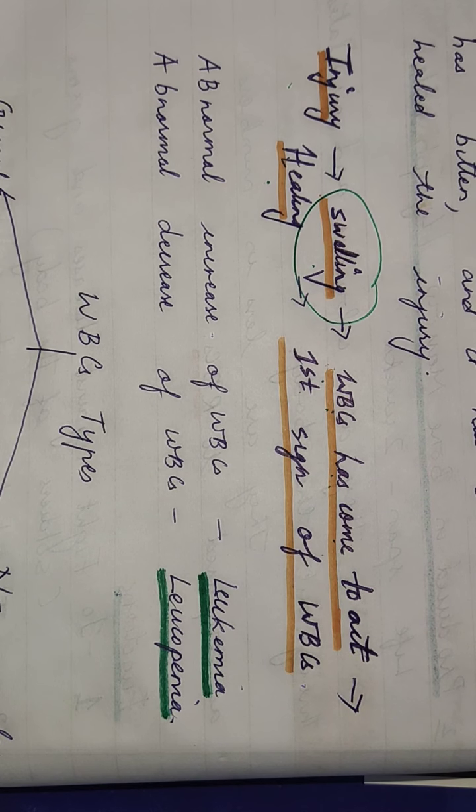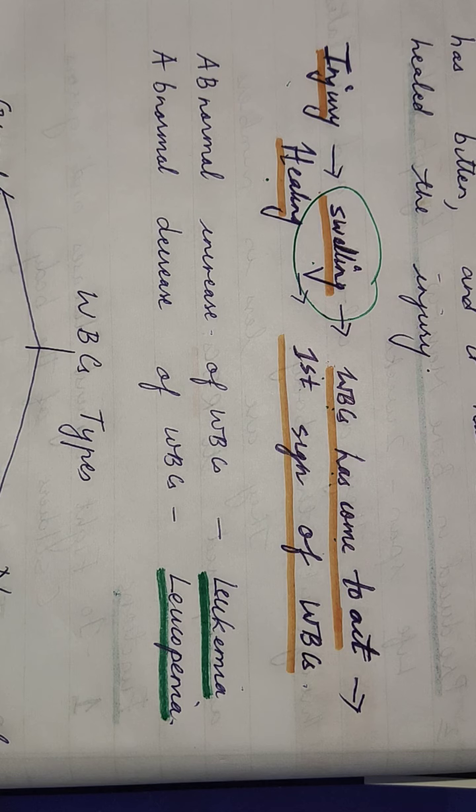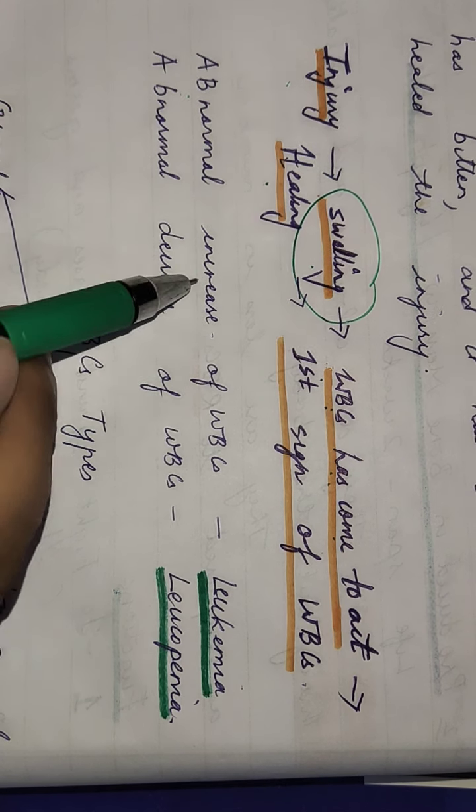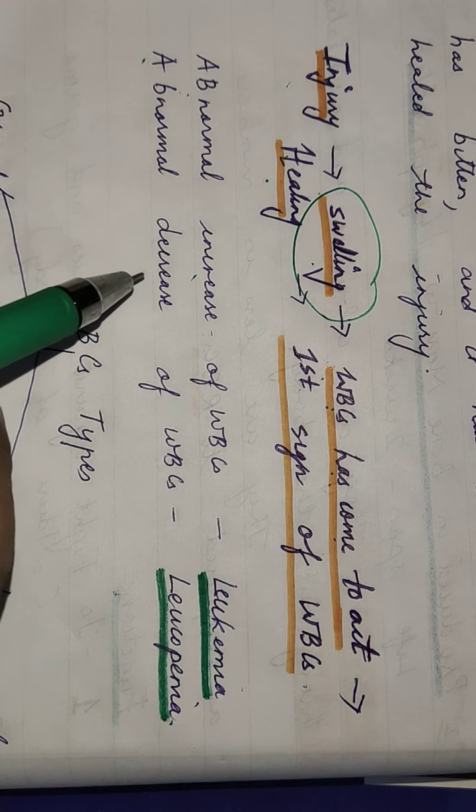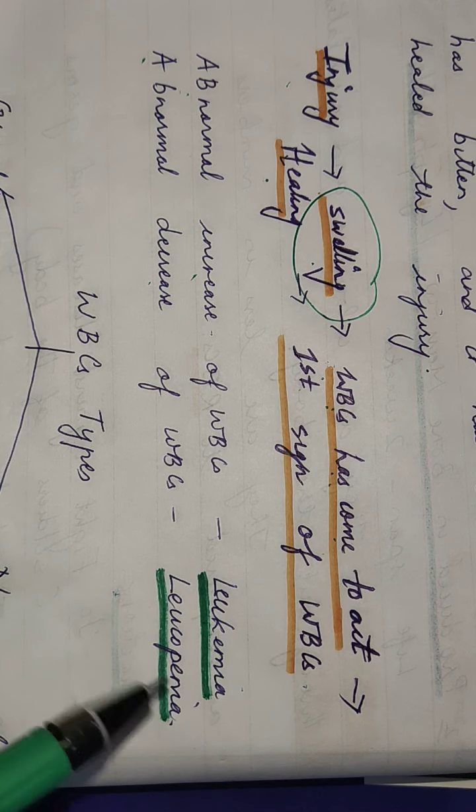Just like RBCs, where we have an abnormal increase and decrease of RBCs, the same thing we have for WBCs also. Abnormal increase of WBC is known as leukemia. Abnormal decrease of WBC is known as leukopenia.